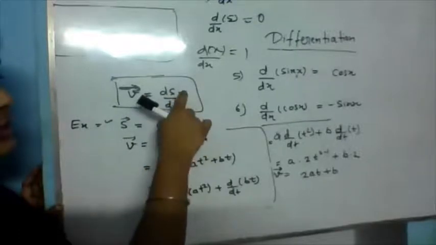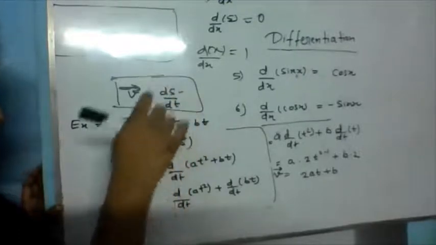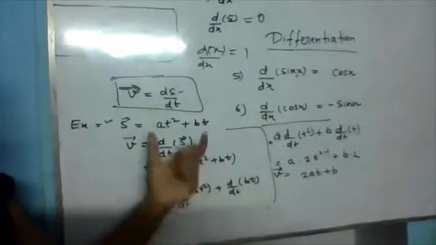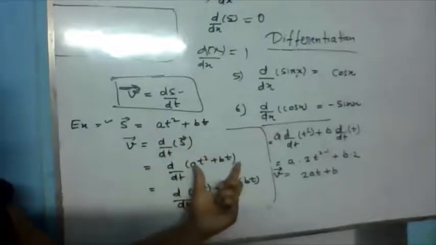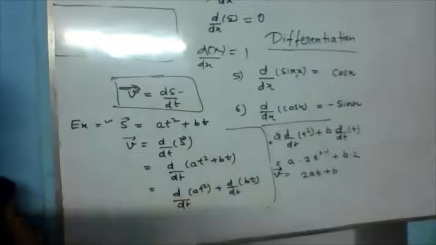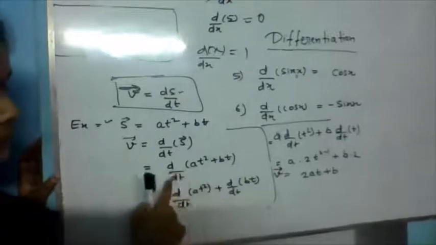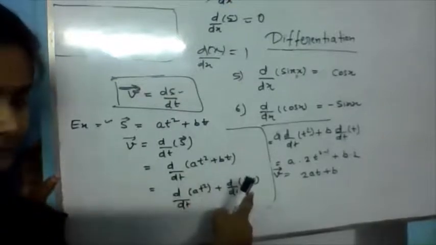Change in displacement with respect to time. Now d upon dt, and this is your displacement vector. Now I just put this value, at square plus bt. Okay. Now I am going to apply this operator on the first term plus this operator on the second term.